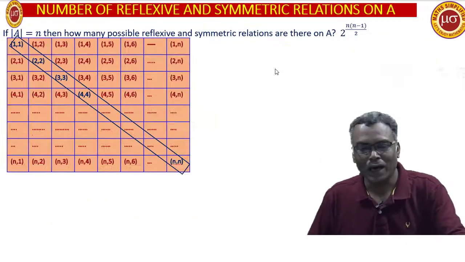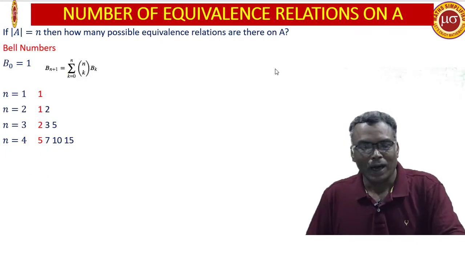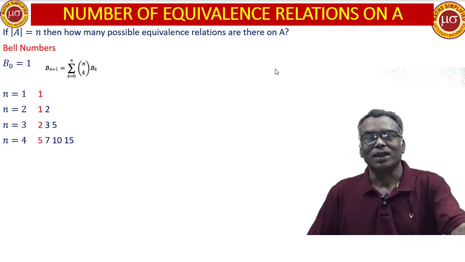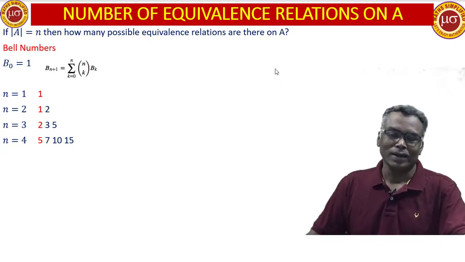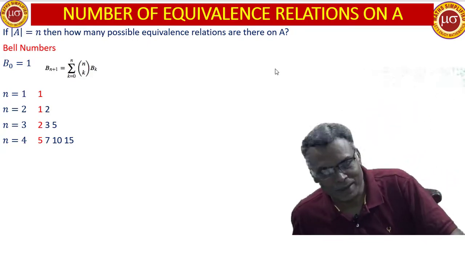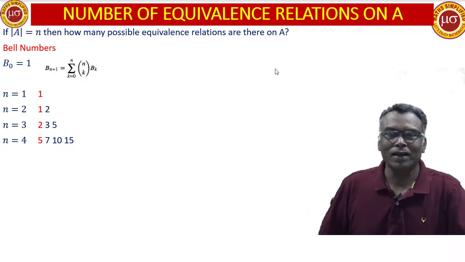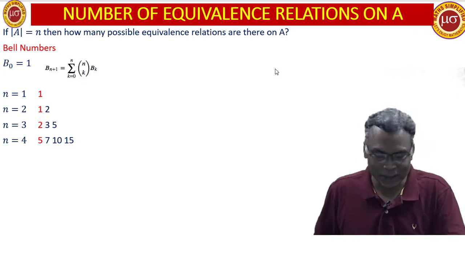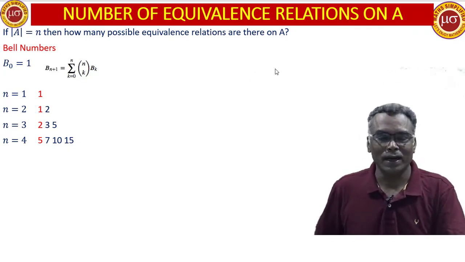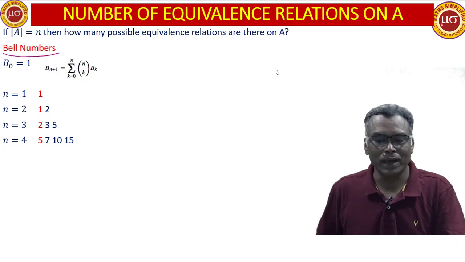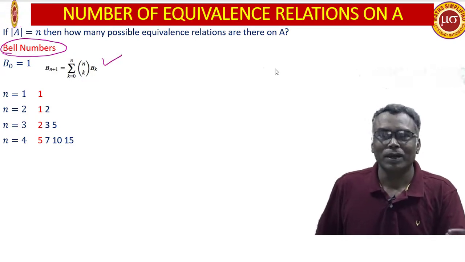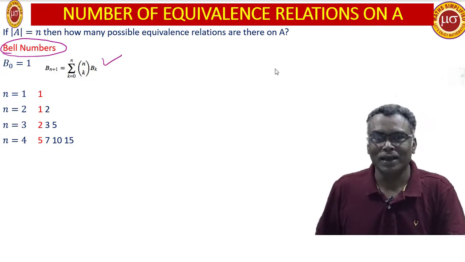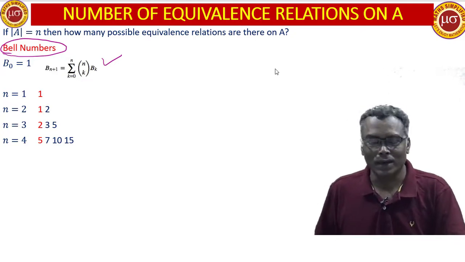Next, come to how many equivalence relations are there. Here we must consider how many equivalence relations are there. It is a big question. This was first invented by the great mathematician Bell. These are known as Bell numbers. I will give you a simple, straightforward idea so that you can understand the number of equivalence relations.